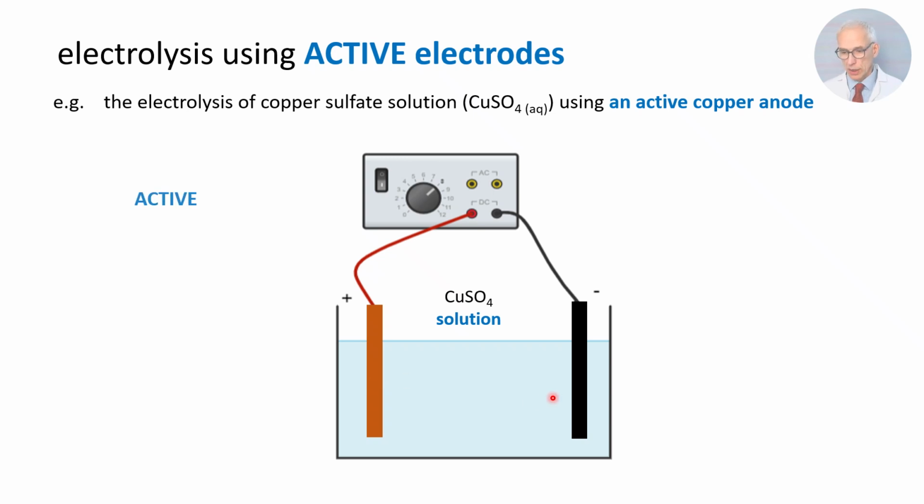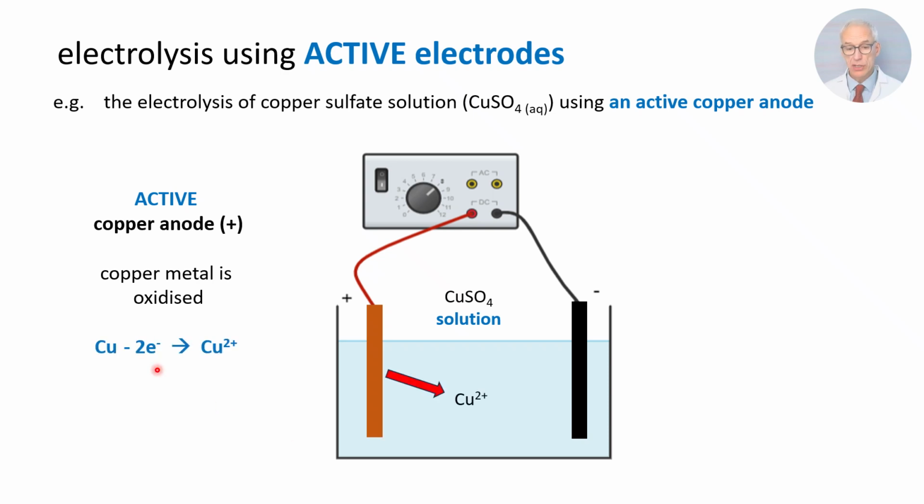So at our active electrode, the copper metal is oxidized. So the oxidation that occurs at the anode is not the oxidation of the hydroxide ion, but the oxidation of the copper metal that makes up the material of the electrode. So copper loses 2 electrons to form copper 2+.